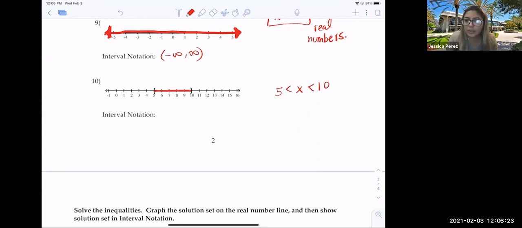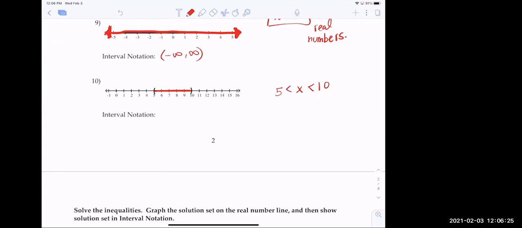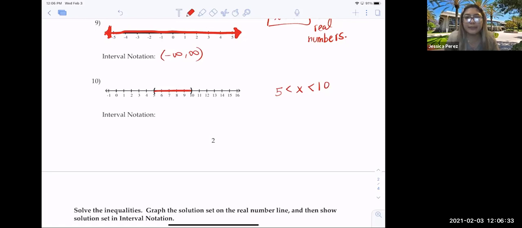Wendy, did you have a question? I think I saw your hand up. No, I was gonna answer, but thank you. Oh, okay. So it's between 5 and 10. And then Wendy, can you tell me the interval notation now that you want to participate?